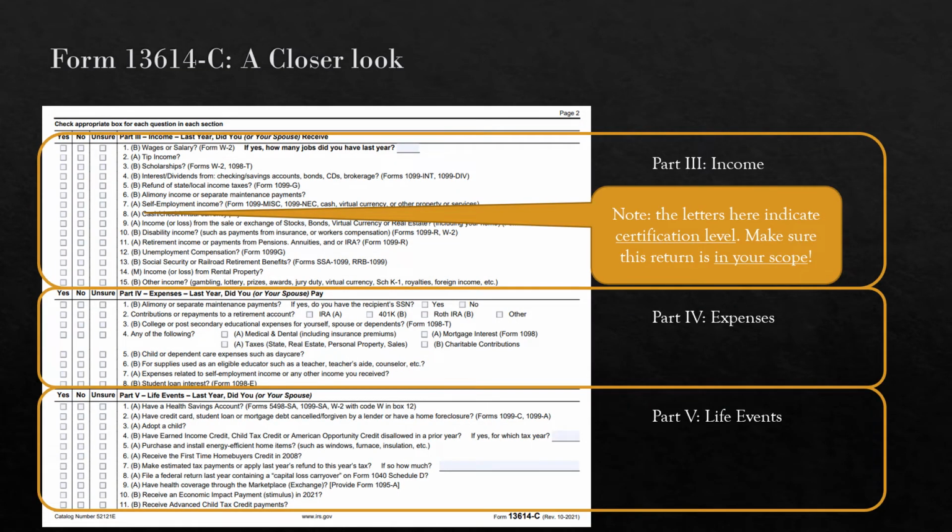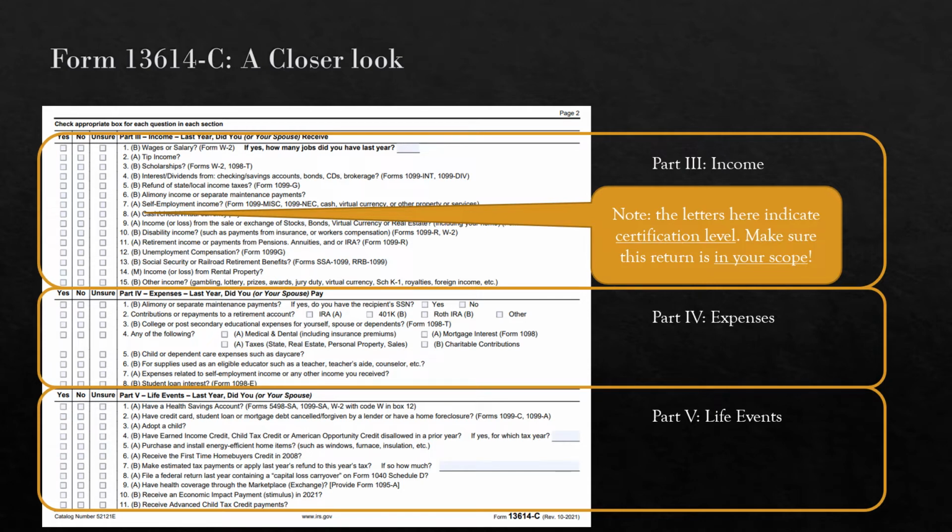Page 2 of our intake form begins with Part 3, Income, and this is where we collect all the sources of income that our taxpayer had over the course of the year. Now you'll note that on the left-hand side there are check boxes. There's a column for yes, a column for no, and a column for unsure. As our taxpayer fills this out, they might check unsure for some of the questions.